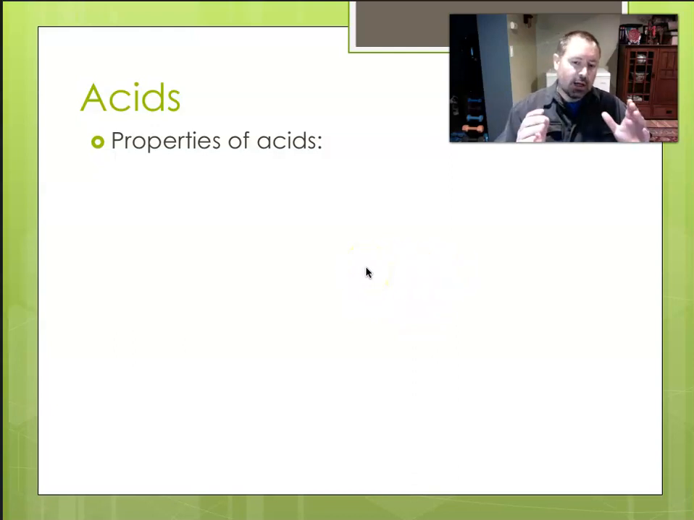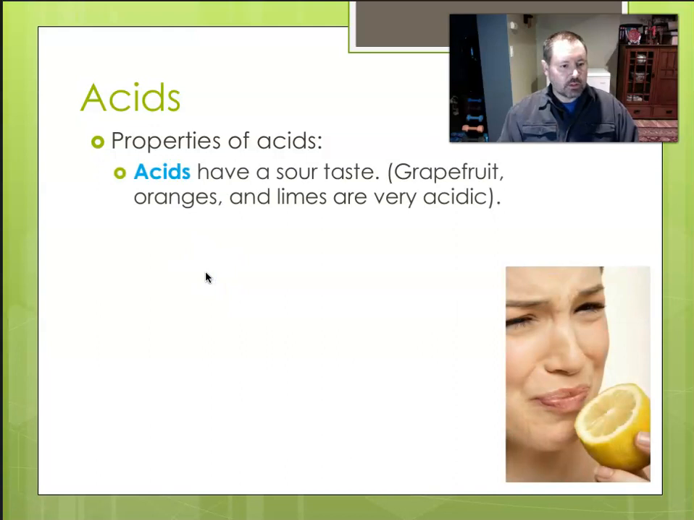Okay, so in our last section, we talked about solutions, colloids, suspension, solubility, solubility curves, solutes, solvents, things like that. Well, lumped into all this when it comes to solutions is we need to talk about acids and bases. So first off, let's talk about some properties of acids.